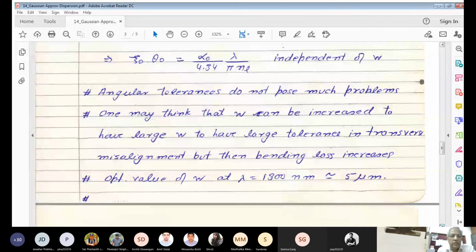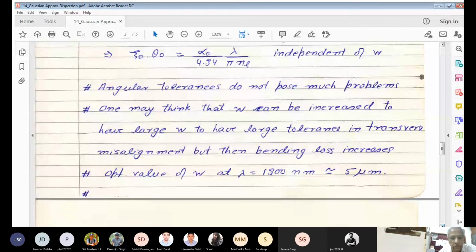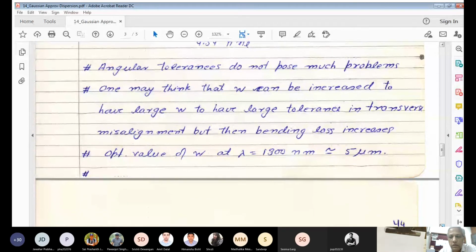So people have suggested, from their experience, that the optimum value of W at lambda equal to 1300 nanometer is of the order of 5 micron. So this is a rough guess, not exact, but it's a good tool.